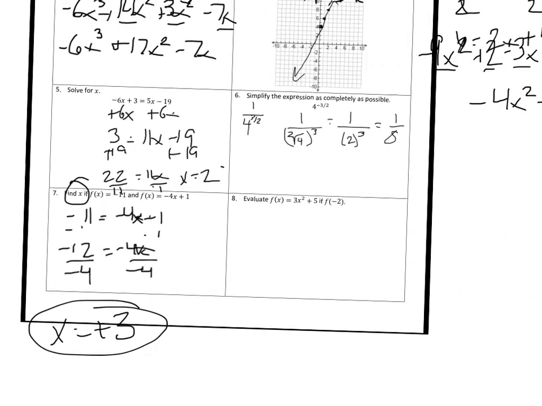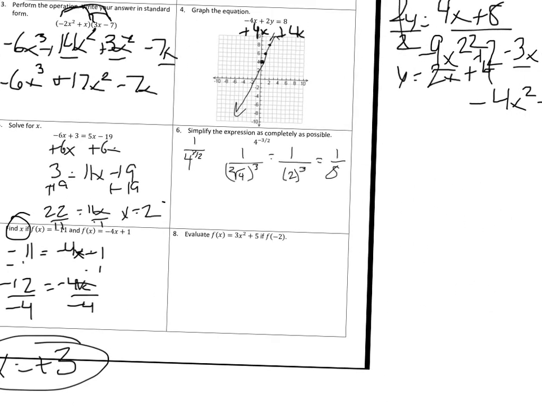Okay, over here, last question, number 8. Evaluate f of x when I give this function at f of negative 2. Well, if you notice, this is my x value here. I'm plugging negative 2 in for x. So if I want to find f of negative 2, I'm going to plug in negative 2 for wherever I see an x. Now I just need to simplify.